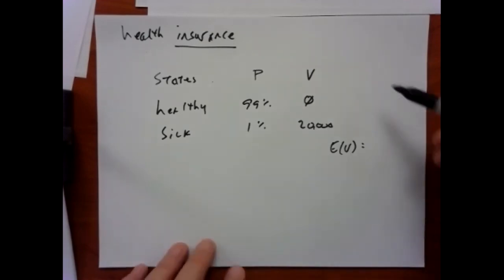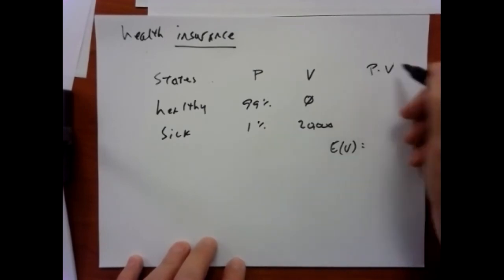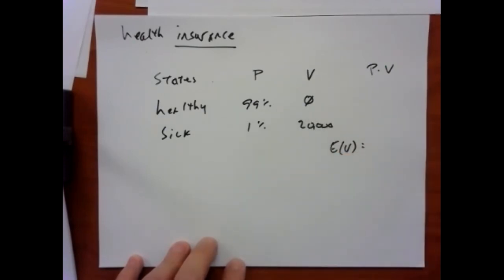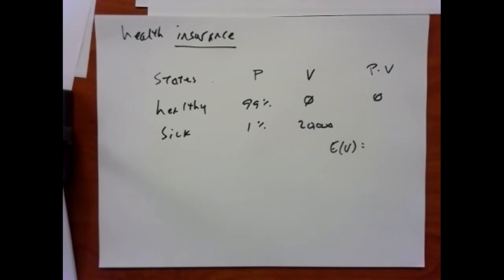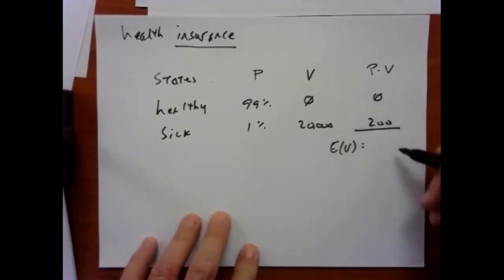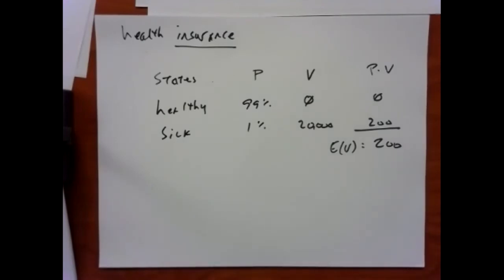So what have I got to do over here? I'm going to make a third column. What am I going to do? Go ahead, Caitlin. So I'm going to do PV. So 99% times 0 is 0. 1% of 20,000 is 200. Good. So then I just add the column up, and I get that my expected value is 200.